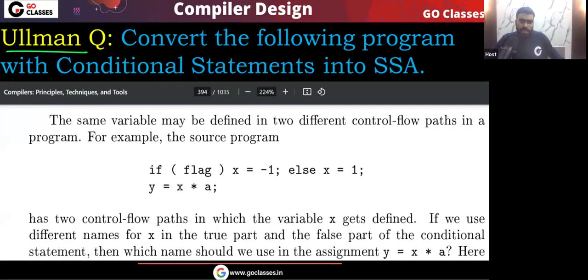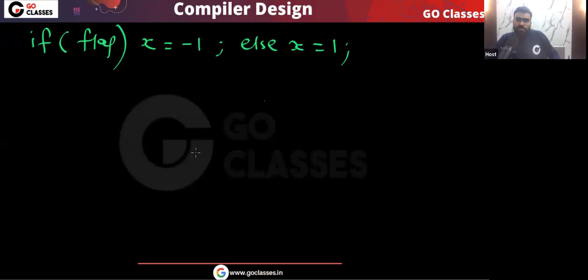If flag something, then if this is true, then x will be -1. Else x will be 1. Whatever you do here, basically you will do x into a. Okay. Let's convert this to SSA. We are going to convert this to SSA.